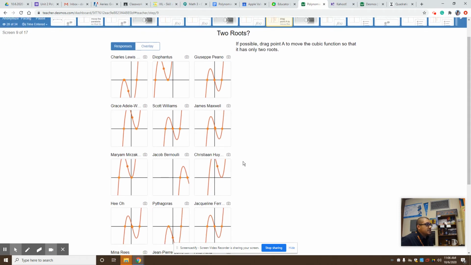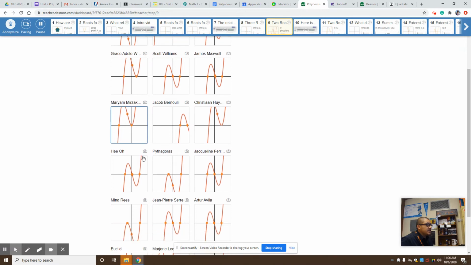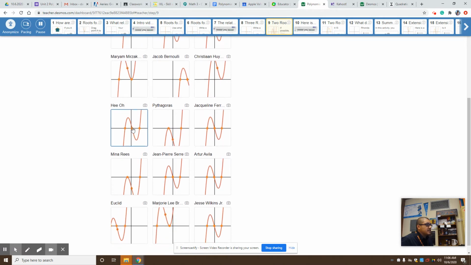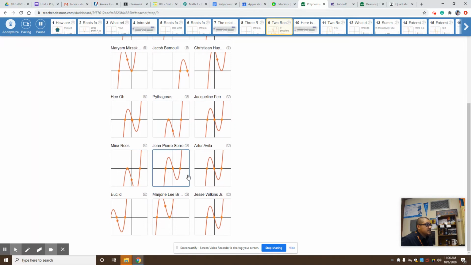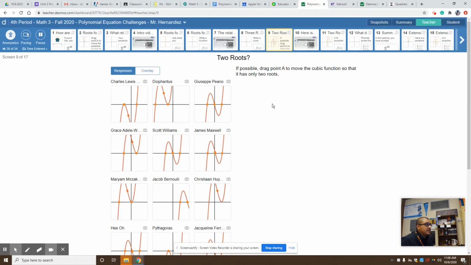So I do see this student got it. This student got it. This is 3 x-intercepts or 3 roots. This is good. This is 3. This is 3. This is good. This is good too. So yes, it is possible to only have 2 roots or x-intercepts.